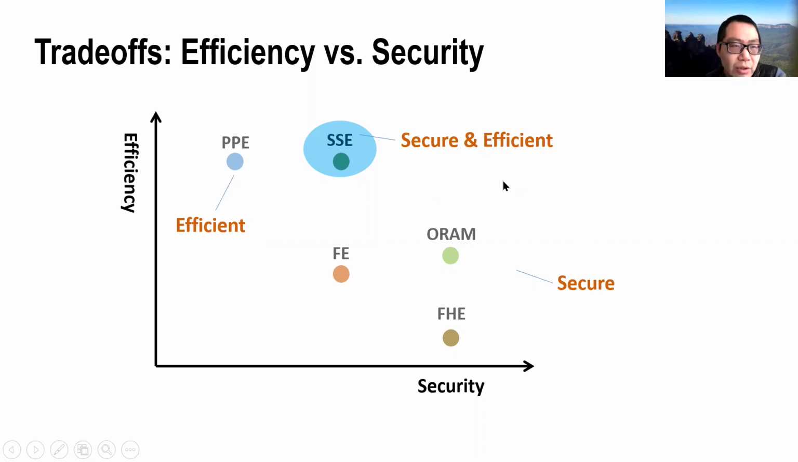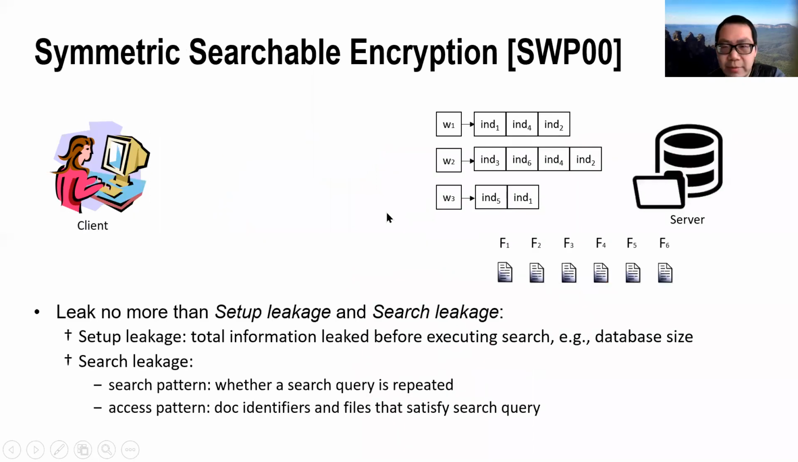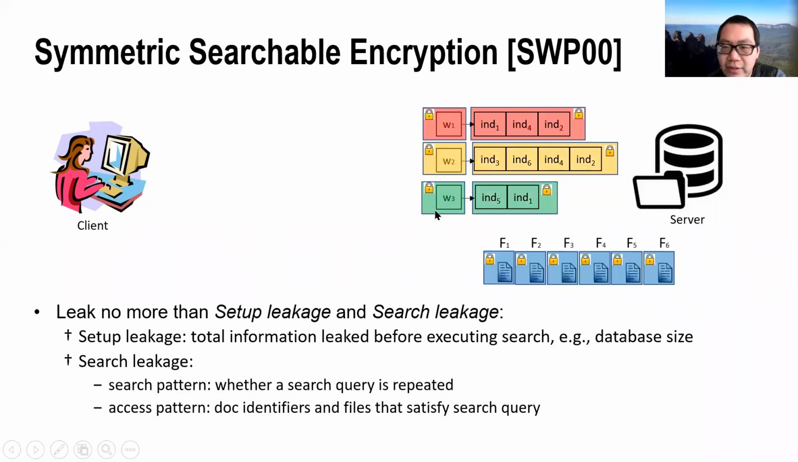So what is symmetric searchable encryption? Usually we also call it searchable symmetric encryption. In general, symmetric searchable encryption involves two parties, a client and a server. When the client wants to outsource her files to the server, she first generates a file index and then encrypts the index and the files in some way. After that, she uploads the encrypted index and files to the server.